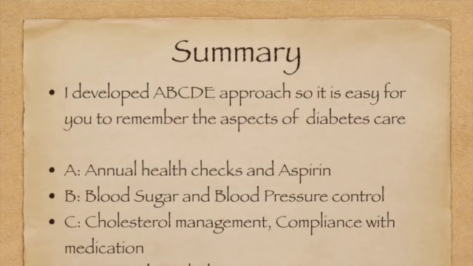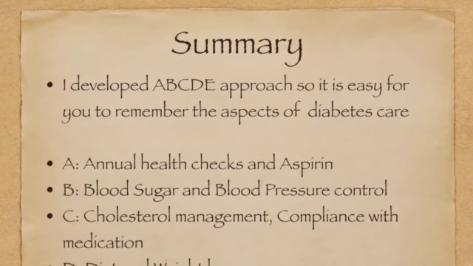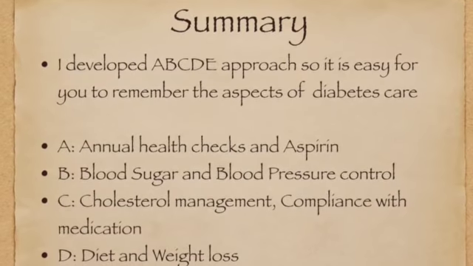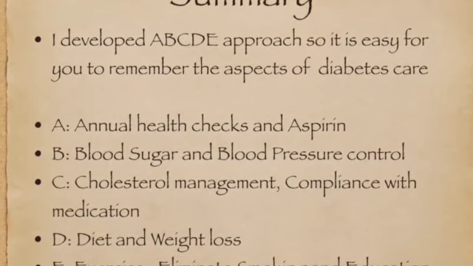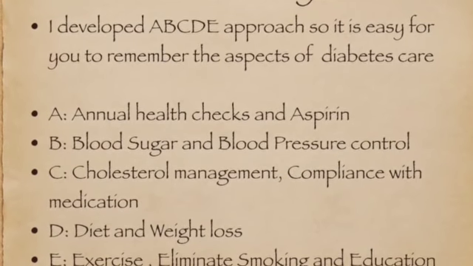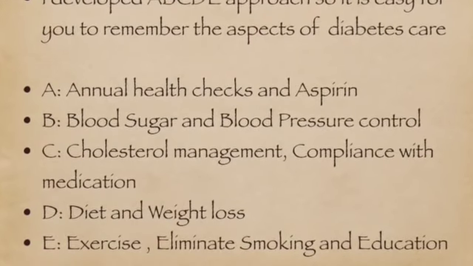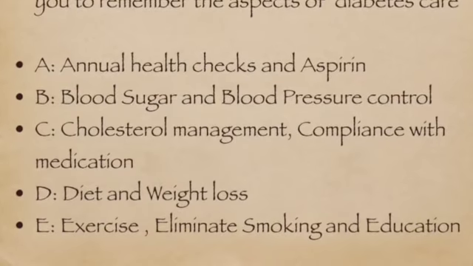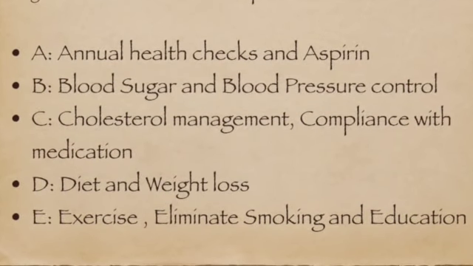I developed the ABCDE approach for you so that it is easy for you to remember the aspects of diabetes care. A stands for annual health checks and aspirin. B stands for blood sugar and blood pressure control. C stands for cholesterol management, compliance with medication. D stands for diet and weight loss. E stands for exercise, eliminate smoking, and education.